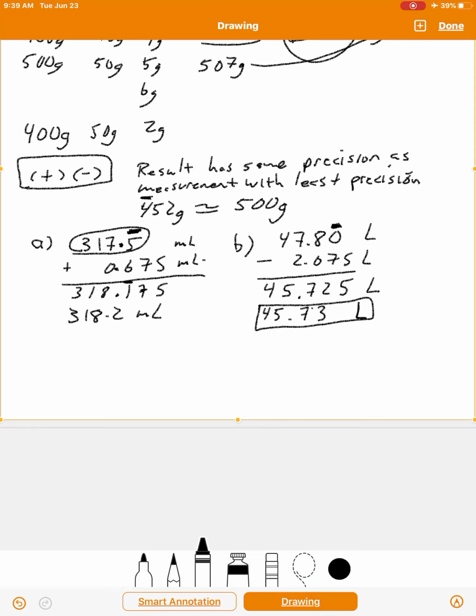Now that 0 at the top, I didn't mention it, but that is a trailing 0, right? Trailing zeros, if there's a decimal point, count as significant. So that's why we counted it.